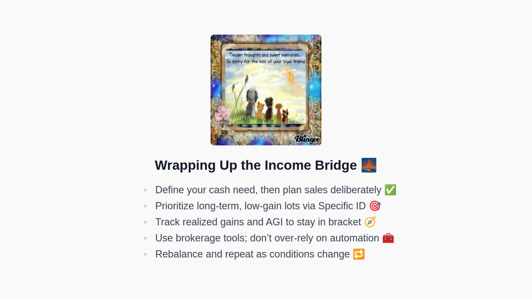To conclude, determine your cash need first and plan your sales deliberately. Prioritize long-term lots with the smallest gains using specific ID. Track realized gains and adjusted gross income to remain within your target bracket. Use your brokerage's tools effectively and avoid over-reliance on retail automation. Rebalance and repeat as market conditions and spending needs change.